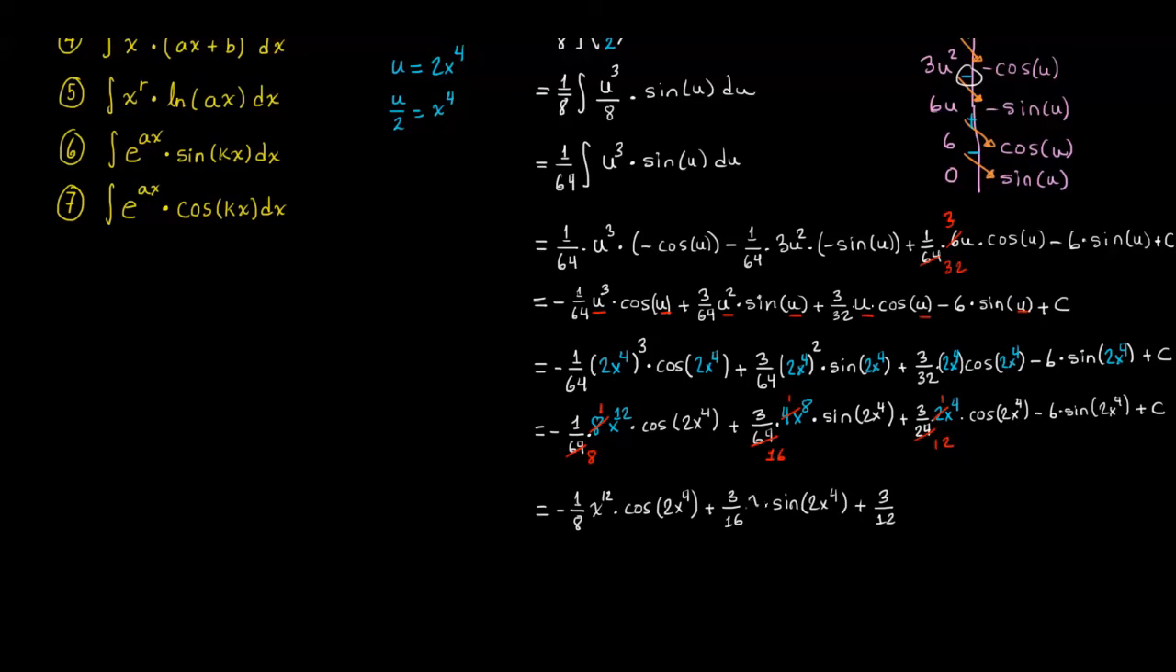So here's an x to the 8th, and here we have x to the 4th times cosine of 2 times x to the 4th minus 6 times the sine of 2 times x to the 4th plus C, and with this we are done.